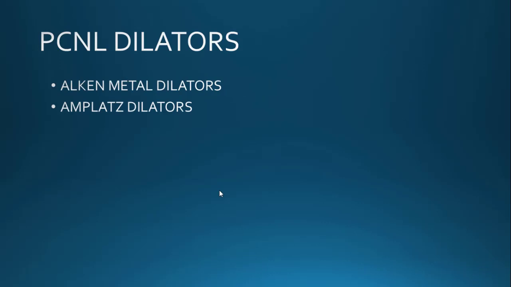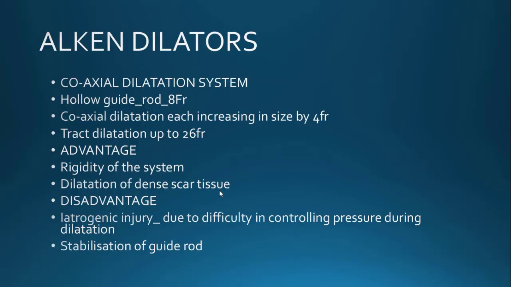Okay, PCNL dilators. The most commonly used are Alken metallic dilators and Amplatz dilators. Alken metallic dilators are basically a coaxial dilatation system which provide hollow guide rods for 8 French diameters, coaxial dilatation each increasing in size by 4 FR, and they can provide tract dilatation up to 26 FR. Their advantages are they are rigid and can cause dilatation of dense scar tissue.